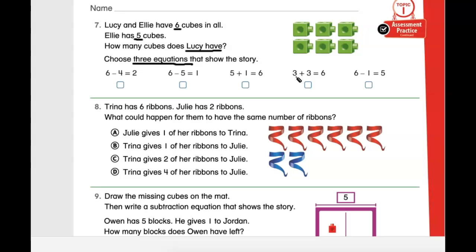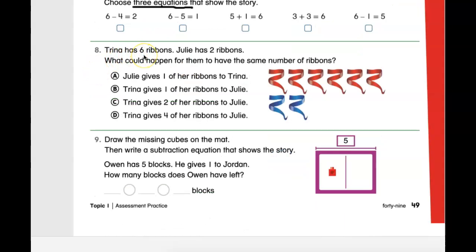Which of these 3 equations, so you're going to check 3 of these equations, show this story? Number 8 says Trina has 6 ribbons. Julie has 2 ribbons. What could happen for them to have the same number of ribbons? So if Trina has 6 ribbons, so that's 1, 2, 3, 4, 5, 6, these red ribbons over here. And Julie only has these 2 blue ribbons.